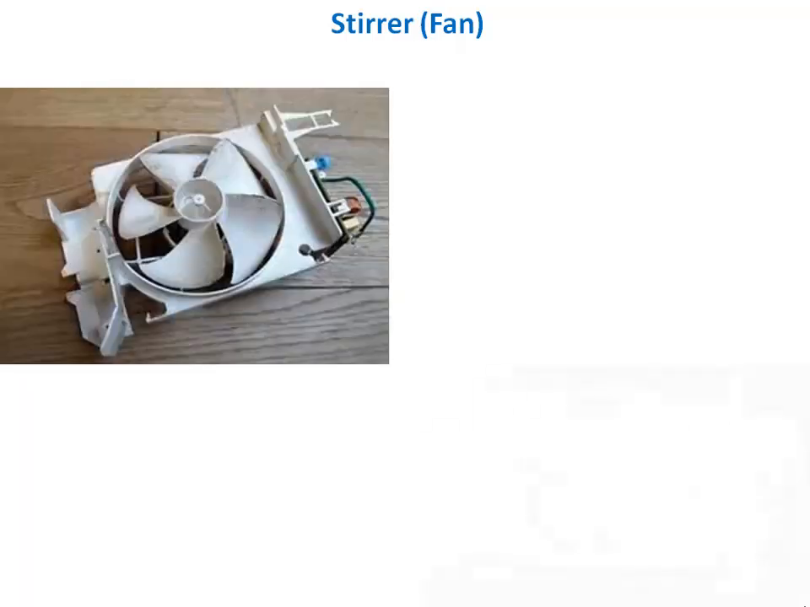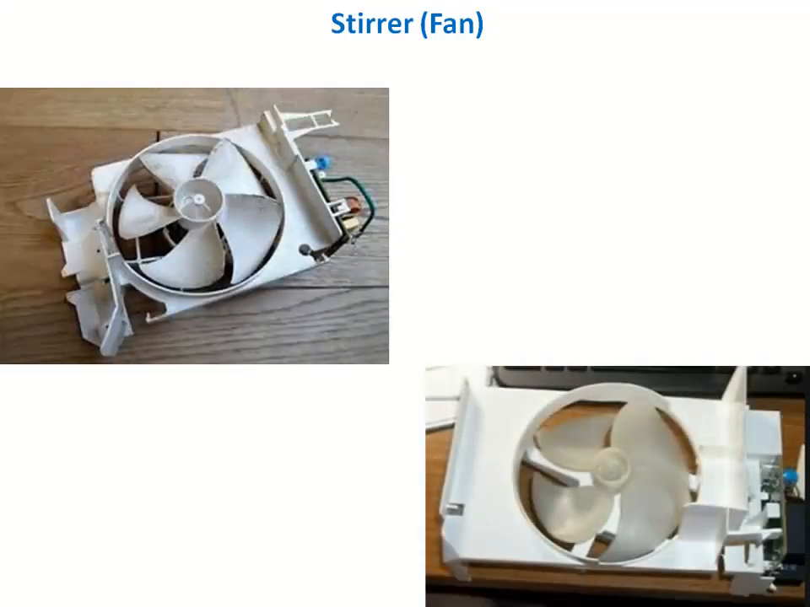Next, we have stirrer, and it is also called a fan. In a microwave oven, the stirrer looks like a fan which is placed at the top of the cavity, which we have observed in the previous slide. It helps to move the microwave energy around the cavity.